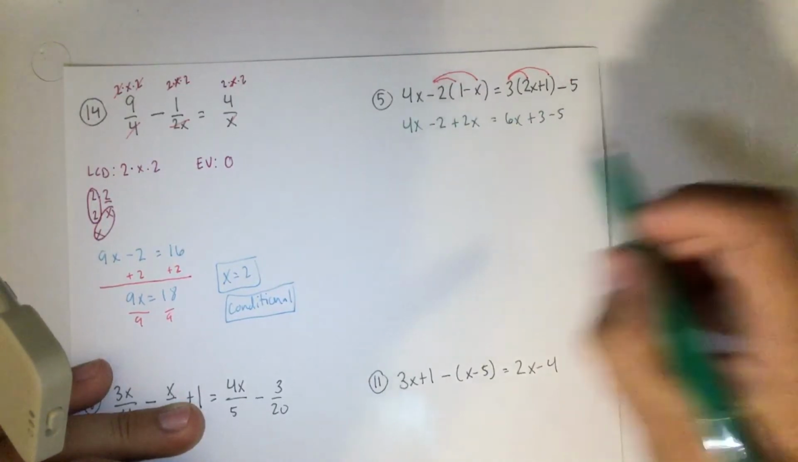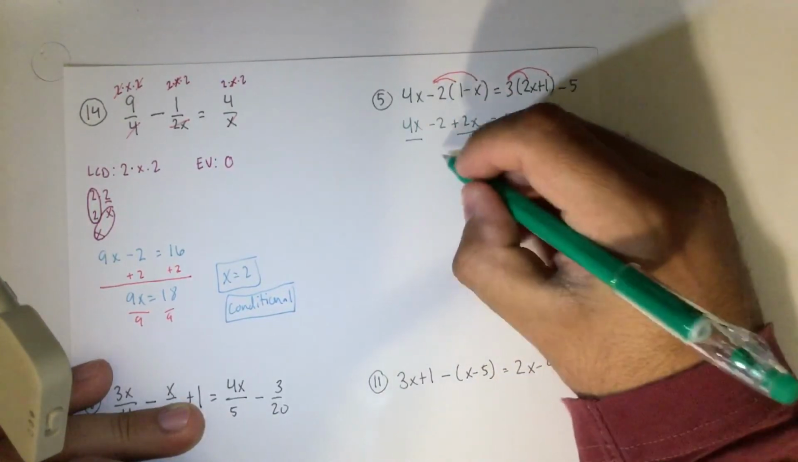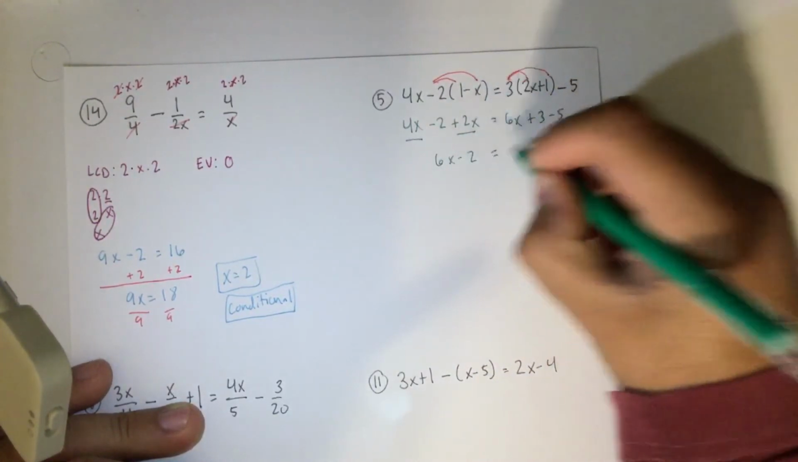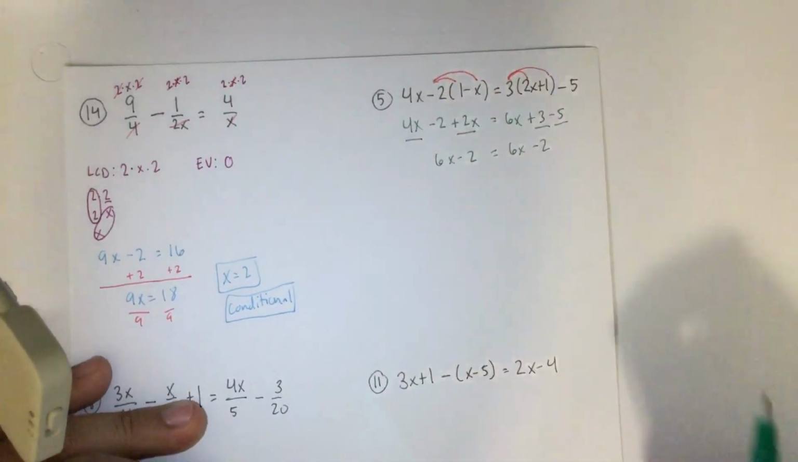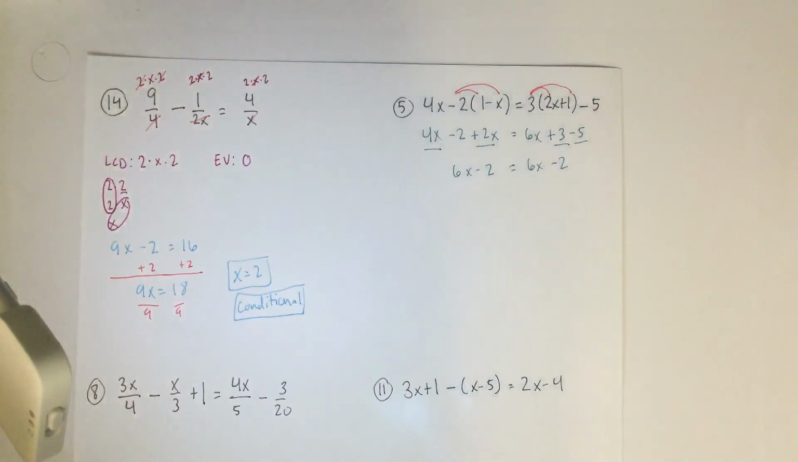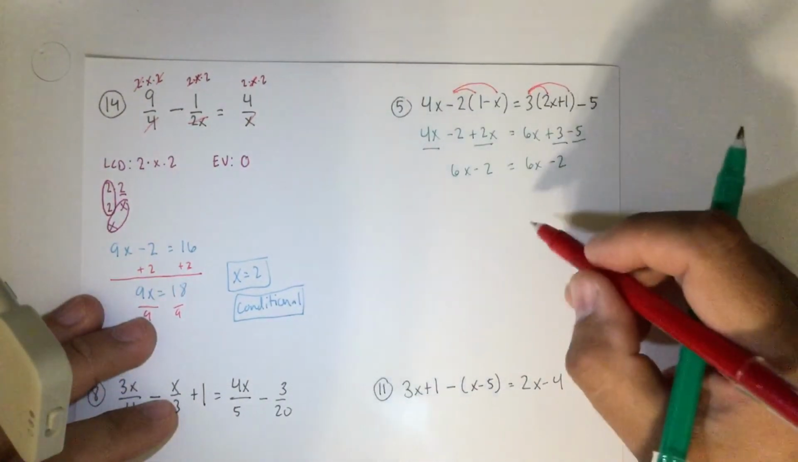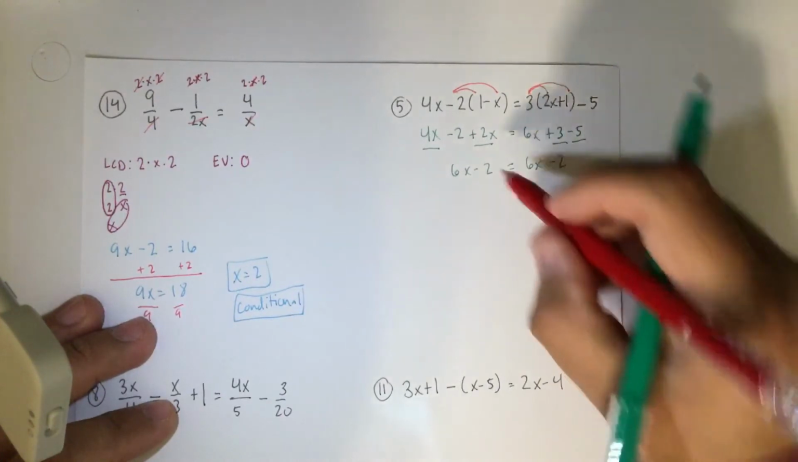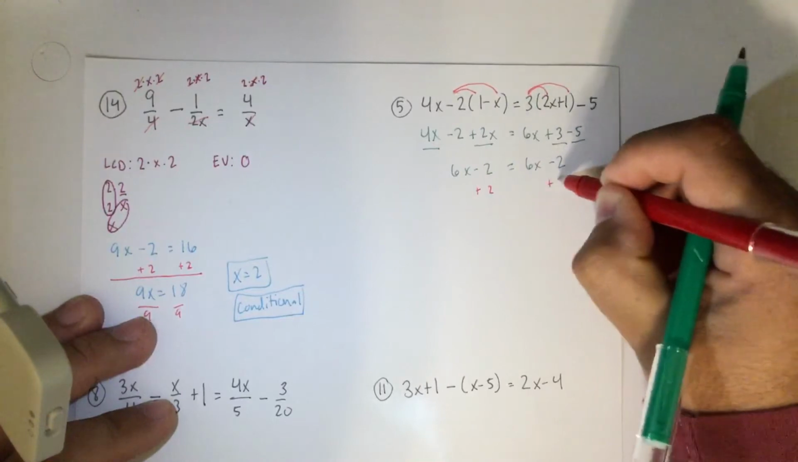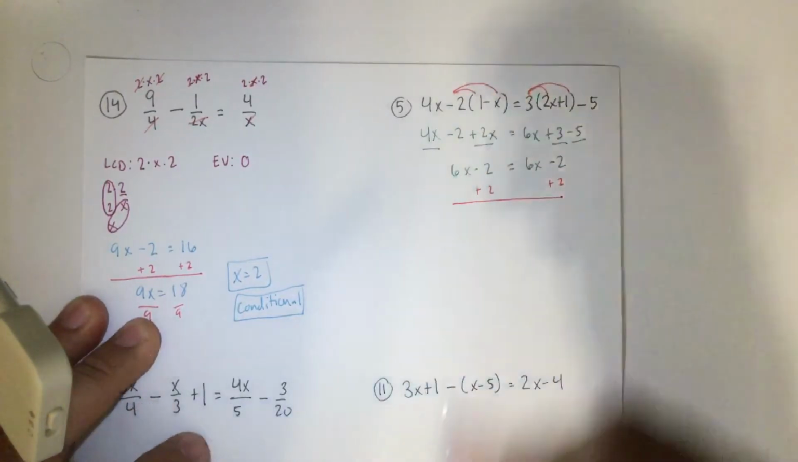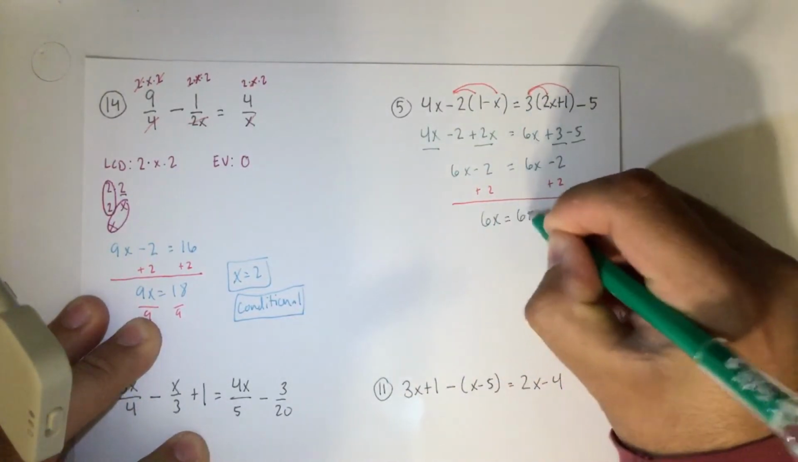Now we're going to combine our like terms. I have 4x plus 2x, which is 6x. Bring down my minus 2. And 6x, and we have 3 minus 5 is also negative 2. And at this point, hopefully you can see that they are similar. But if not, let's continue. So I'm going to go ahead and bring my constant to the right by adding it. So I get 6x equals 6x.